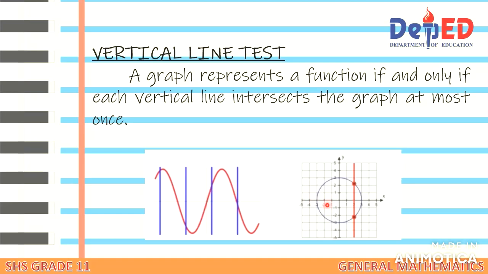How about the second one? We have a circle here. If we do a vertical line test, we have 2 points of intersection here. That makes this graph not a function.